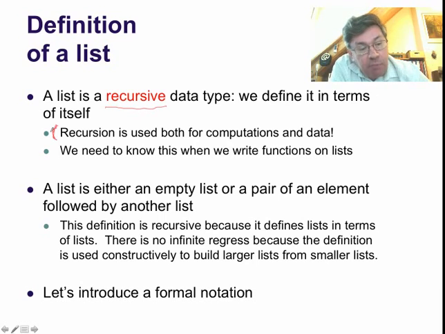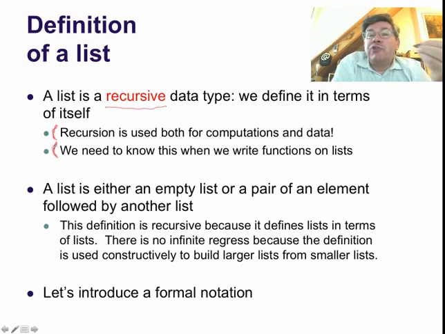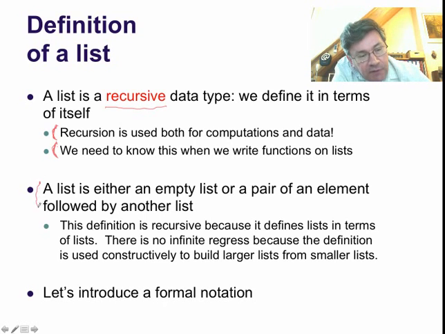types. And this is important because when we start writing functions to do calculations on lists, the function, which is going to be recursive, is going to follow the recursive structure of the data type. So it fits perfectly. So how do we define a list? A list is either an empty list or a pair of an element of a given type followed by another list. So this definition is recursive because it defines lists in terms of lists.